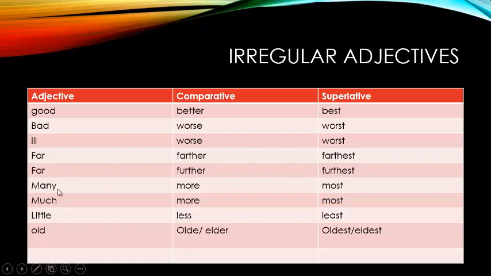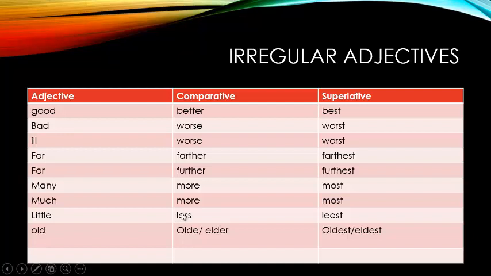Many will be more, just more. We don't add another adjective. I need more. If you want to use it as an adjective, the water in the ocean is more than it is in the lake, and the most. Much is the same, more and most. Of course, this is for describing countable nouns. This is for non-countable nouns.